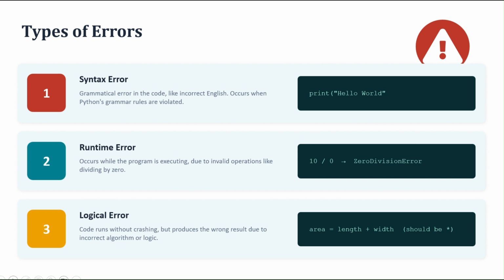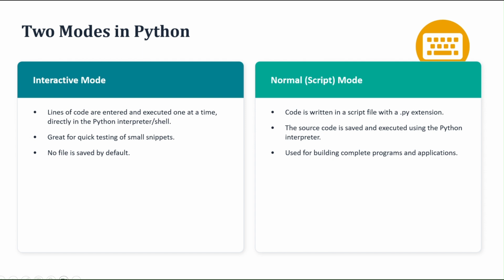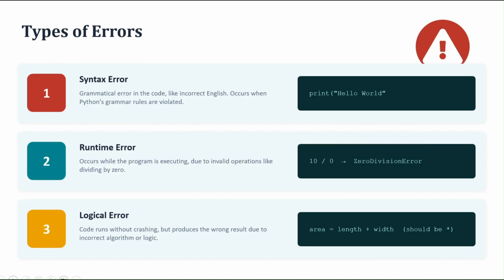Runtime error. This one happens while your code is running. Classic example: dividing by zero. Your code looks fine, starts running, then crashes midway. Zero division error. We've all been there.